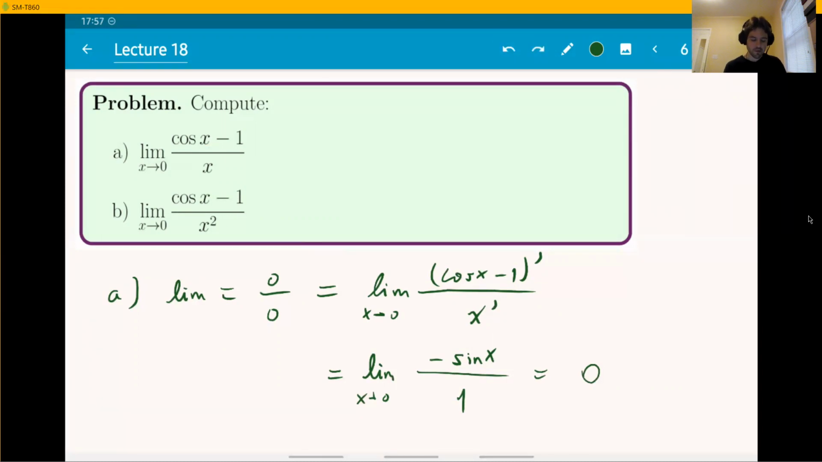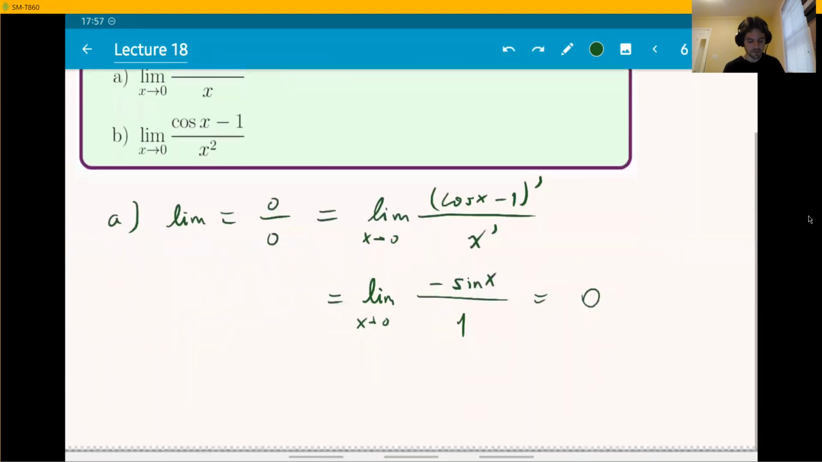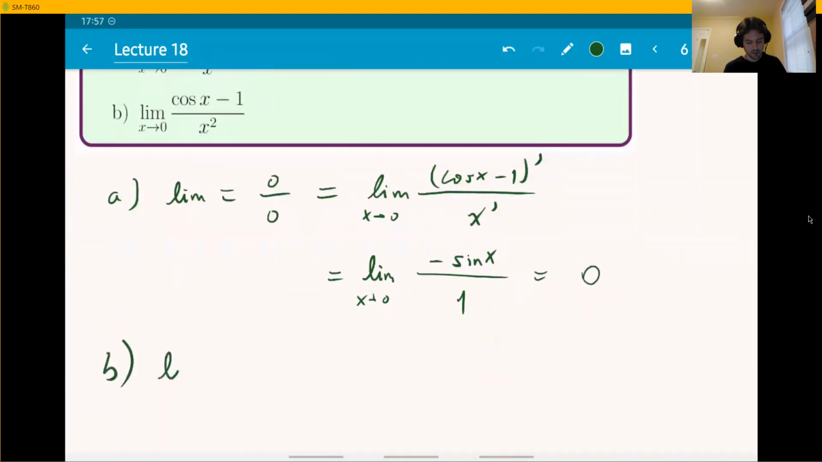A more interesting one is actually this one, where you divide by x squared. What's going to happen now? So once again, x is going to 0. Once again, the limit is of the form 0 over 0, so it's okay to apply L'Hopital. And what do we get? So differentiating, cosine x gives you a minus sine x. X squared gives you 2x.